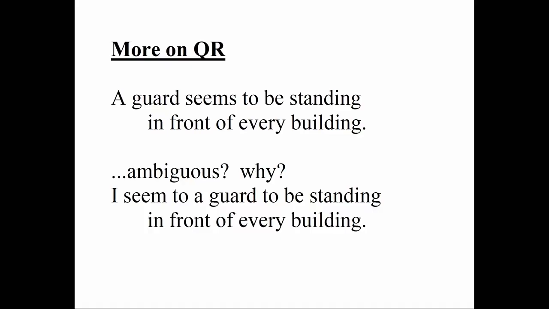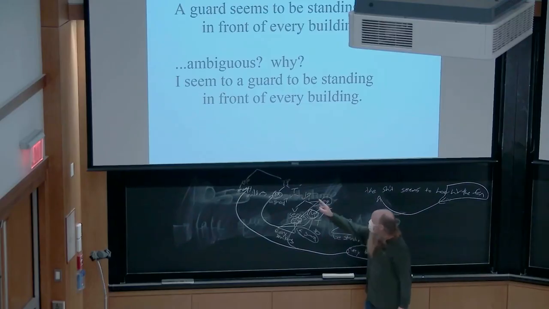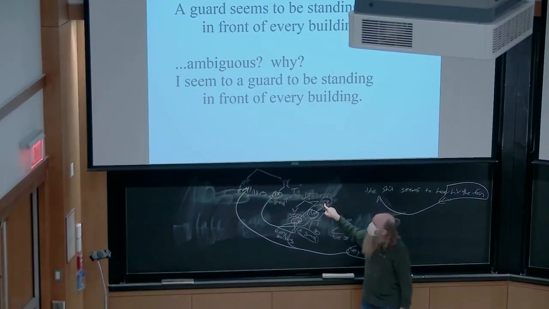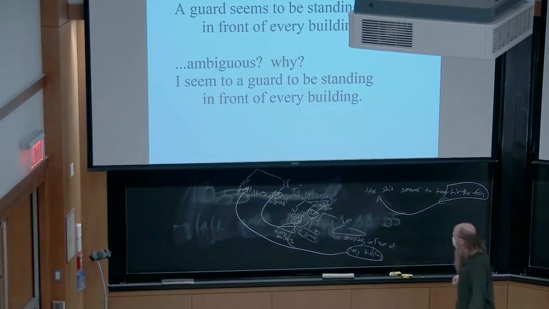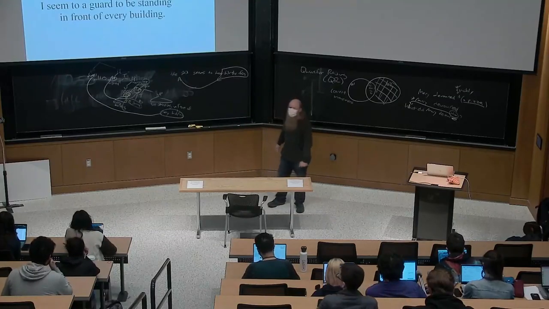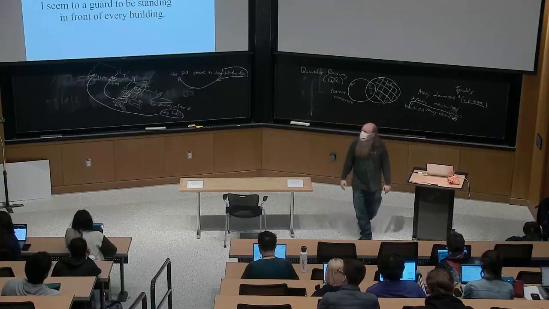We can get a story about why we're not getting ambiguity here if we're willing to say, no, QR can't, in fact, get out of an infinitival clause like to be standing in front of every building. It can only get to the edge of such a clause. And what's special about this example is that a guard is not inside the embedded clause to be standing in front of every building. It's an argument of seem. So it's in the higher clause.